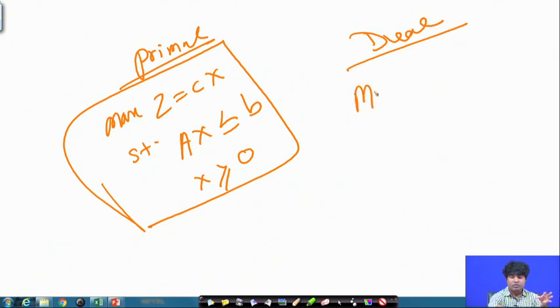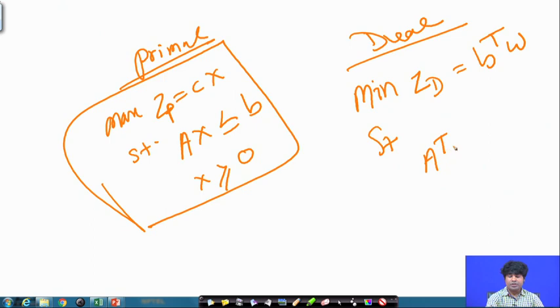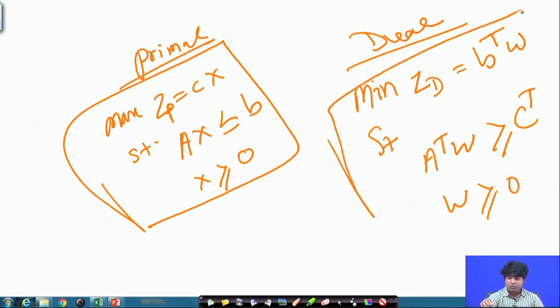In the case of the dual, it is a minimization function. This is called ZP, that is the primal, and this is called ZD, that is the dual. Minimize ZD, that is B transpose W, where W is the dual variable, subject to A transpose W greater than or equal to C transpose, and W greater than or equal to 0. So this is the dual structure.